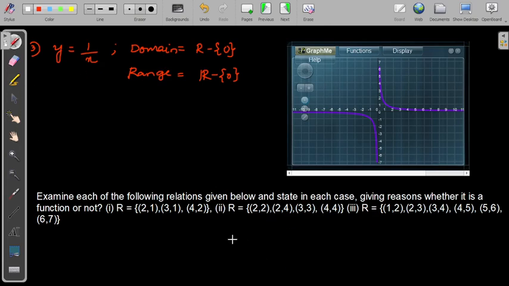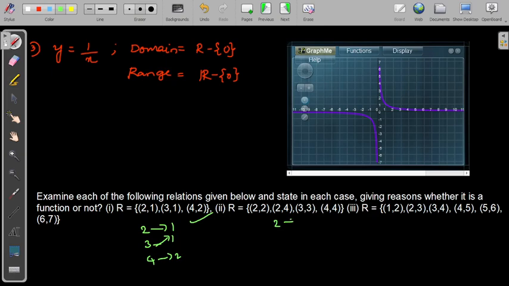Now take up one simple problem. Examine each of the following relations given below and state in each case, giving reason, whether it is a function or not. You have to just go through the definition of a function. See here in this case, R equal to (2,1), (3,1), (4,2). Here you can do like this: 2 goes to 1, 3 goes to 1, and 4 goes to 2. Actually, sets A and B should be given. Consider the set A as {2, 3, 4}, and the set B as {1, 2}. So every element of the set A has a unique association, therefore this is a function.